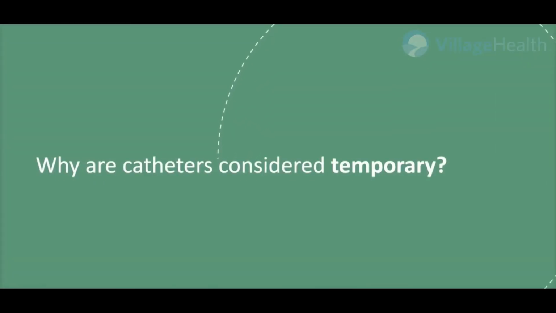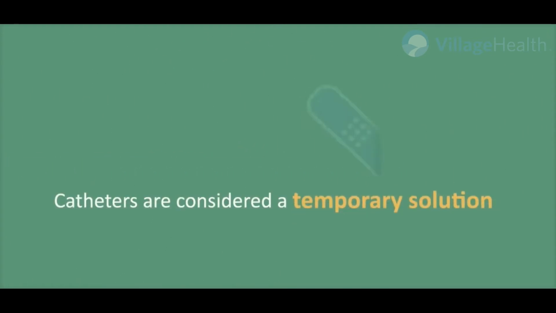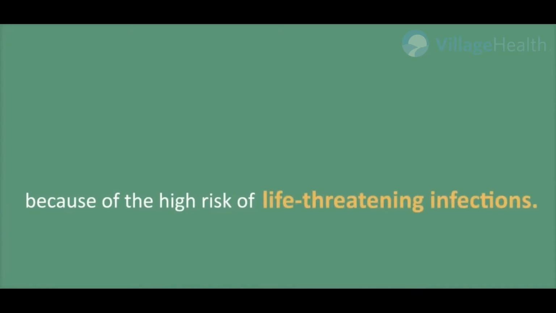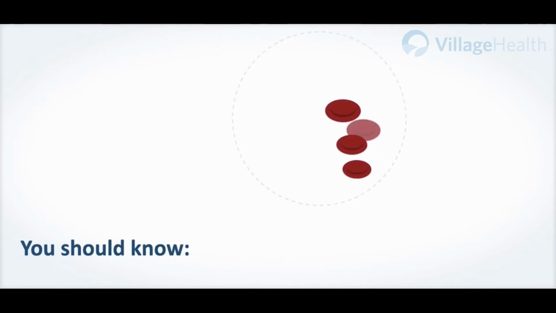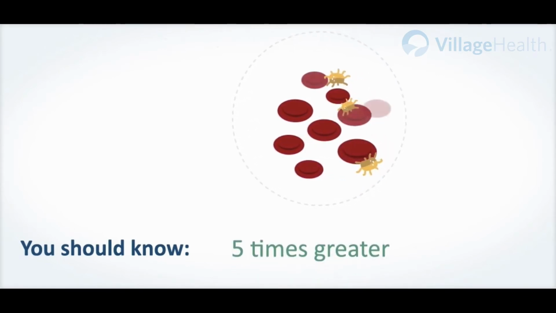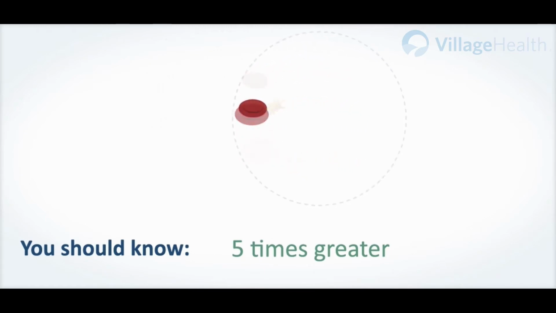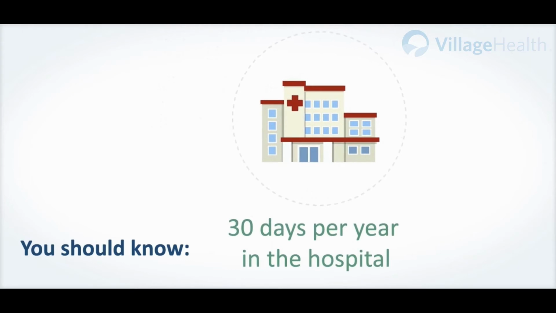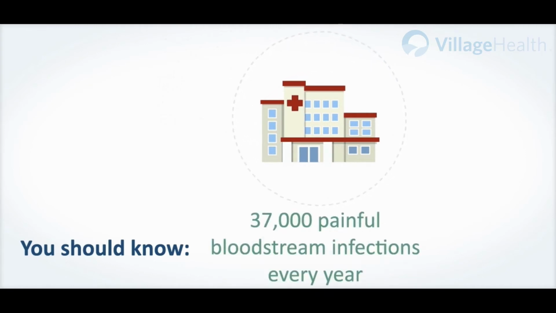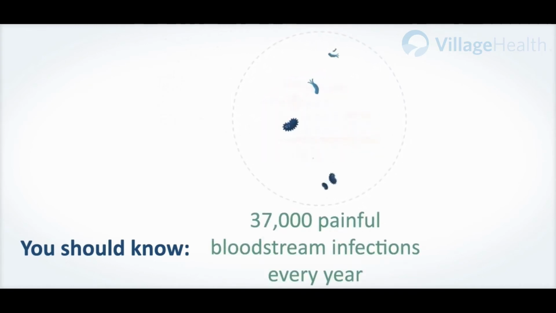Why are catheters considered temporary? Catheters are considered a temporary solution because of the high risk of life-threatening infections. You should know the risk for a bloodstream infection is 5 times greater with a catheter. On average, people with catheters may spend more than 30 days per year in the hospital from complications with the catheter. Catheters cause about 37,000 painful bloodstream infections every year.